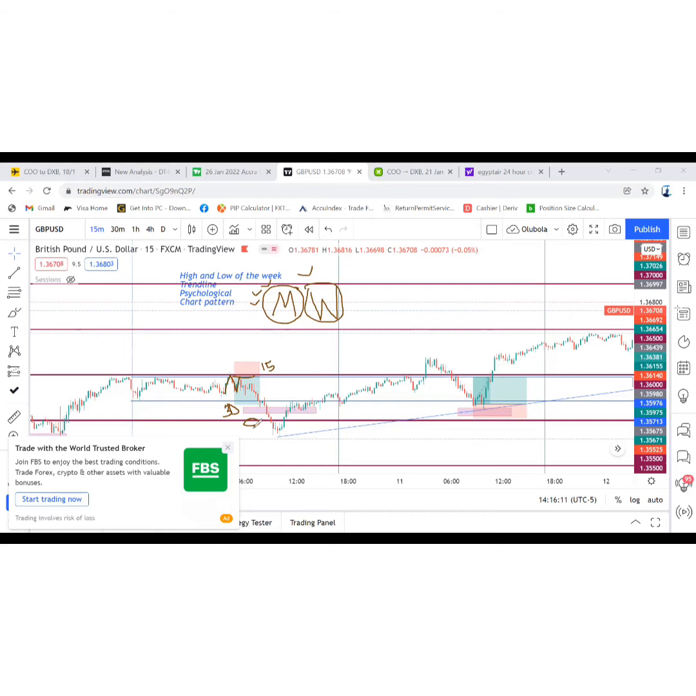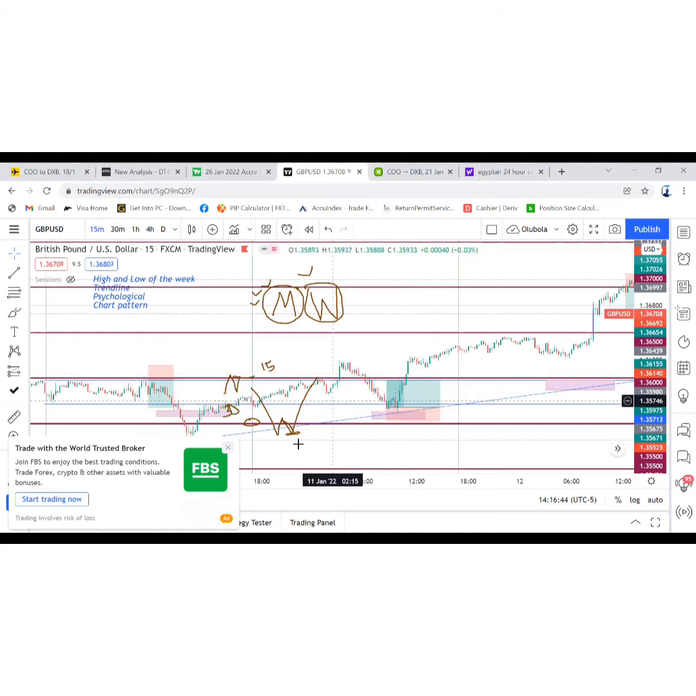Which means I have only my psychological level. And at the same time, I wasn't having any pattern. If I had something like this, I would have placed a long signal from here. But I wasn't having this W pattern, which means it's not a confirmed signal for me, so I stayed out. Then I go to Tuesday. What happened on Tuesday? I had this trade on Tuesday.